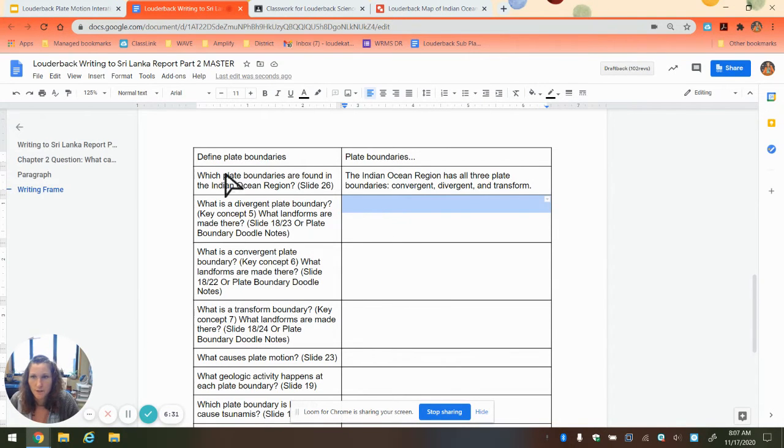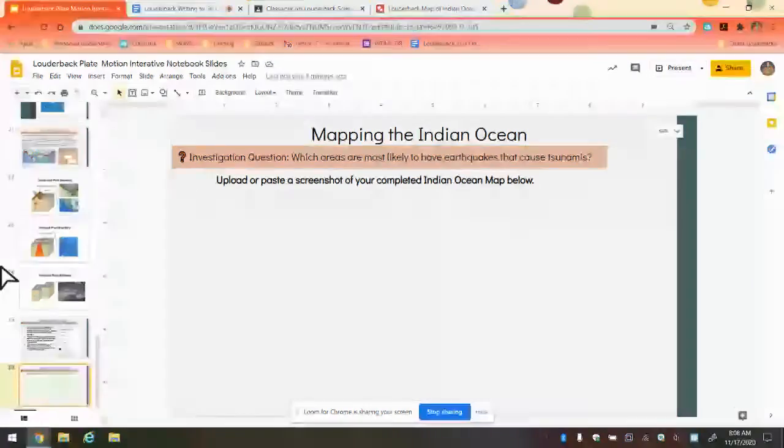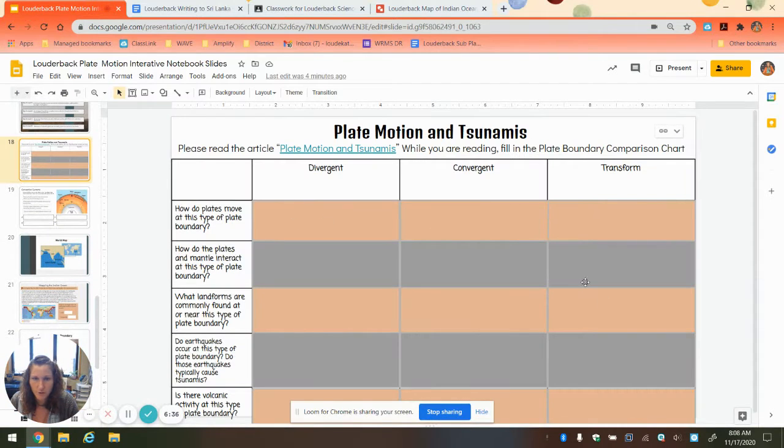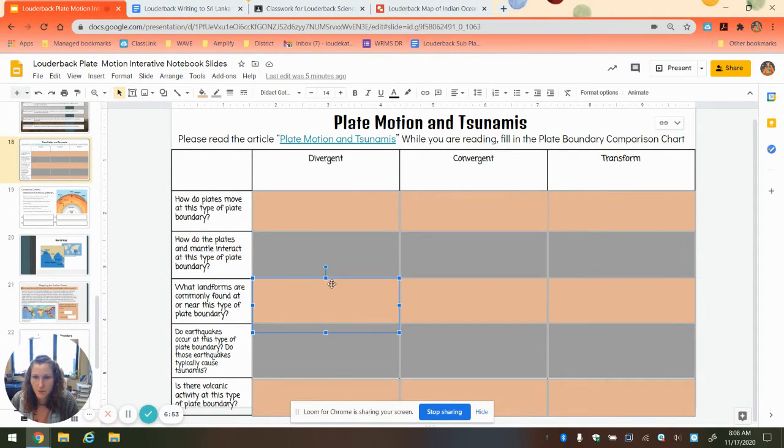So for instance, if I go to my plate motion slide 18, this was the chart that you were supposed to fill out from the article in the link. So you want to make sure that you go to divergent and you discuss the motion that's taking place and how it's interacting with the mantle. And you also need to tell the landforms found, which is a mid-ocean ridge. And then are there earthquakes? Yes. Are there earthquakes strong enough to cause tsunamis? Not quite, okay? If you remember, it's the convergent boundary that will cause the earthquakes to cause tsunamis, all right?